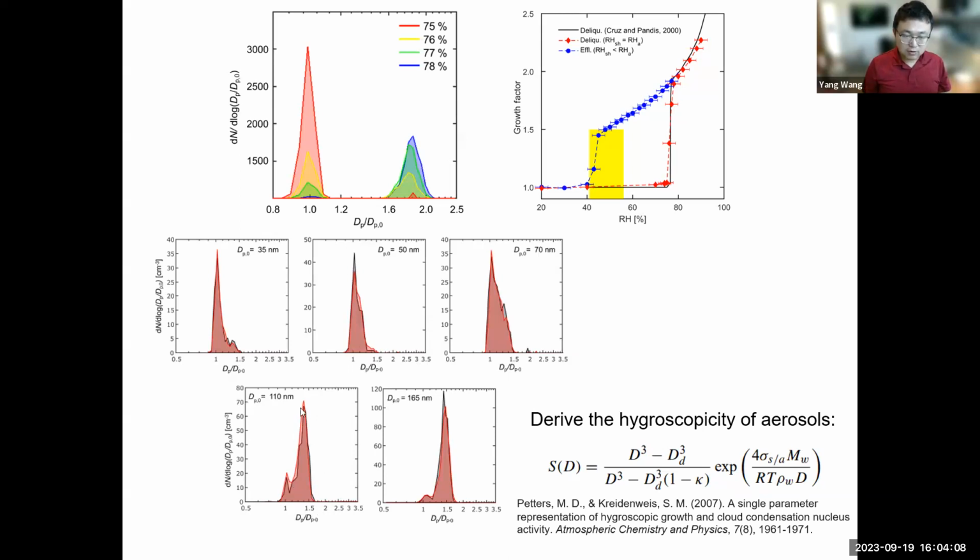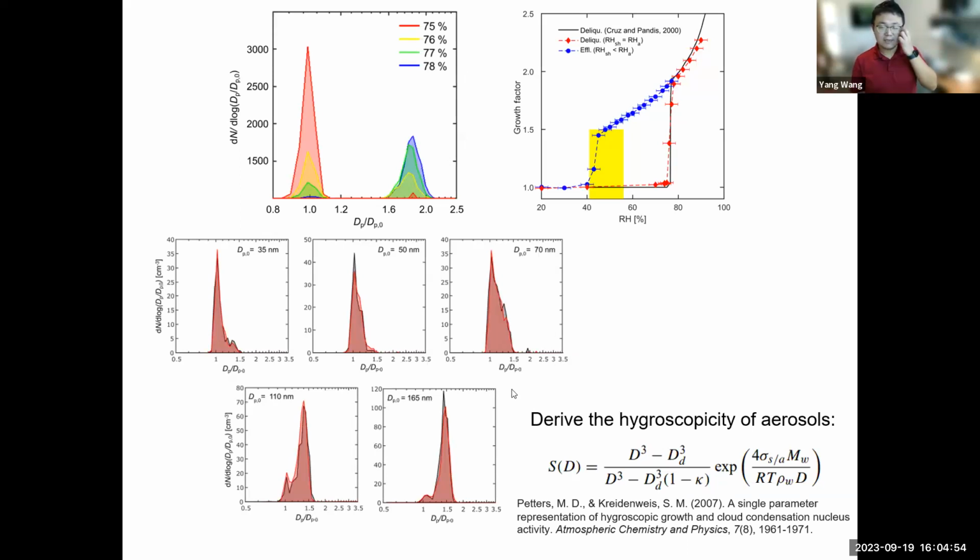So based on these grown sizes, you can plug them into this equation to find out the hygroscopicity of these aerosols. This is the Kappa-Kohler theory that was discussed in the Petters and Kreidenweis paper in 2007. They were trying to find a single parameter to predict the hygroscopicity of the aerosols. That is related to the dry aerosol size and the grown aerosol size under a certain relative humidity, okay? So based on these parameters, you could calculate the hygroscopicity value, and then further predict the cloud forming potential of these aerosols, okay?